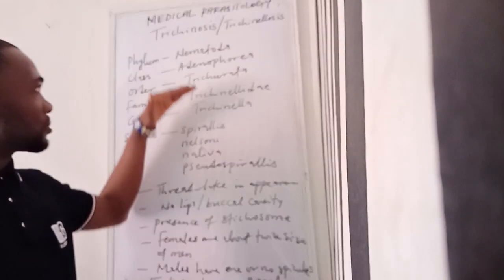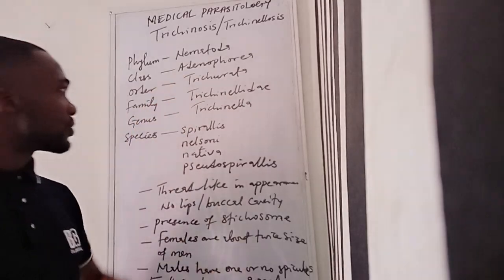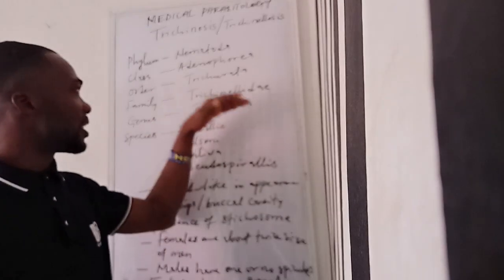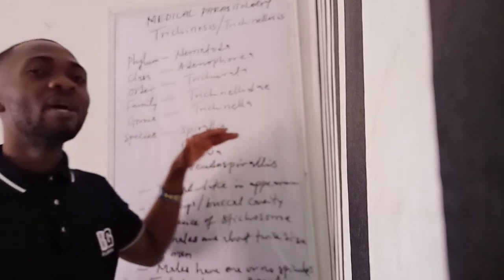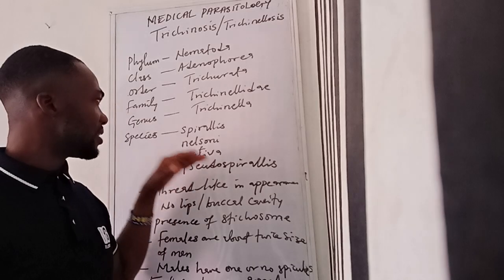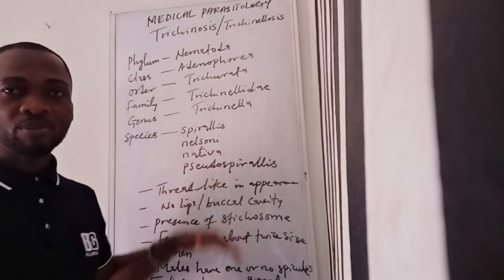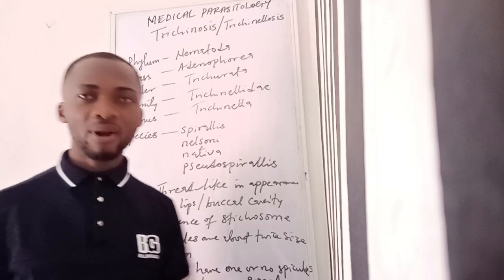Now, when it comes to the classification, the phylum is Nematoda, the class is Adenophorea, the order is Trichurida, the family is Trichinellidae, then we have the genus as Trichinella. And like I said, spiralis, nelsoni, nativa and pseudospiralis are other species of this parasite.